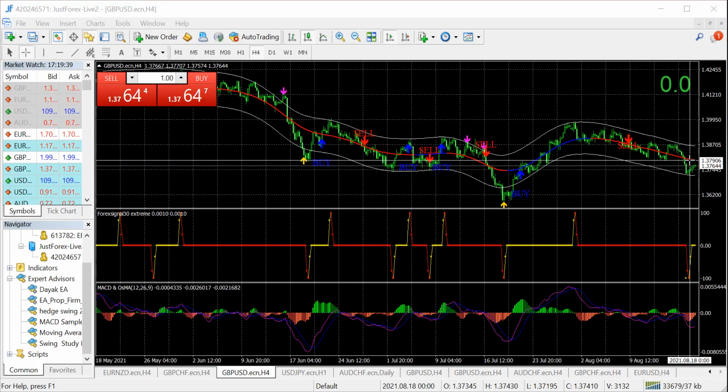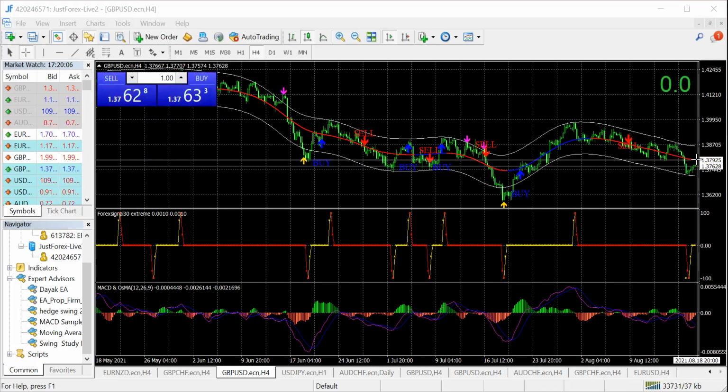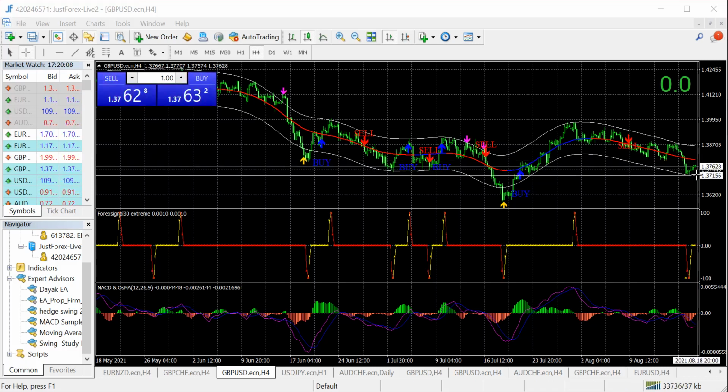Mark this point, 1.37906. That's where I'm expecting GBPUSD to reach prior to the FOMC news, or even during the news. Then we'll have a rejection downwards again to this border. That's my expectation.